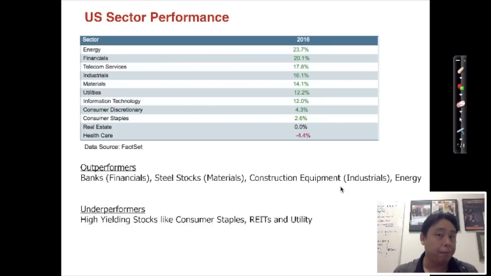What underperformed would be high-yielding stocks. You see, usually when interest rates increase, high-yielding assets like bonds, REITs, and high-yielding stocks tend to underperform the market, all right? So the high-yielding stocks would be things like consumer staples, REITs, and utilities. So those did not do as well.